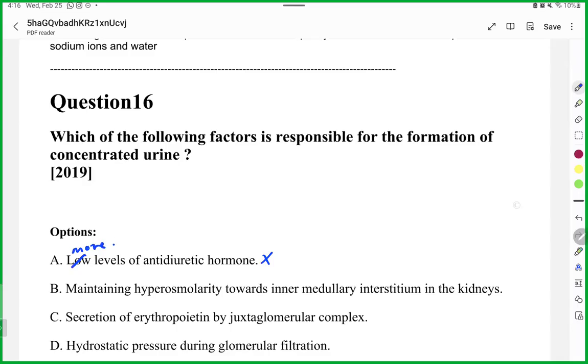Maintaining hyperosmolarity towards inner medullary interstitium of kidneys. Inner medullary, that's the bottom part. It's correct. At the PCT it is 300 milliosmol, so when it comes towards the bottom, it increases to around 1,200. Secretion of erythropoietin by JG complex: no, erythropoietin helps in RBC formation, not this. Hydrostatic pressure during glomerular filtration: no, that will just increase glomerular filtrate, not concentration.